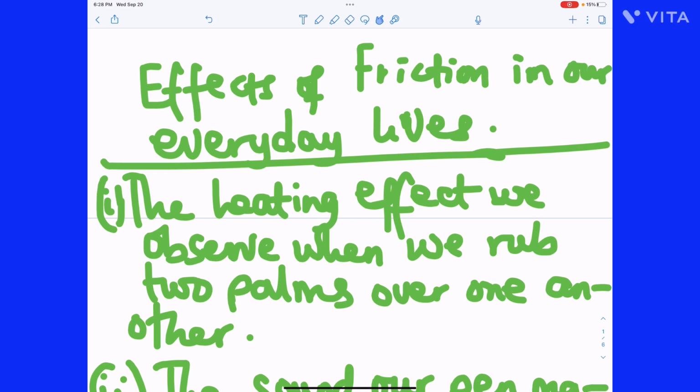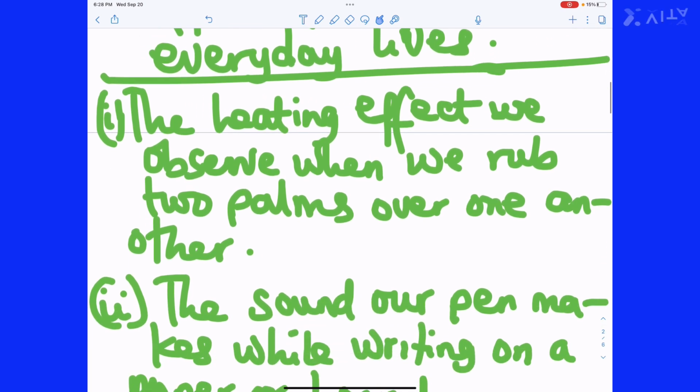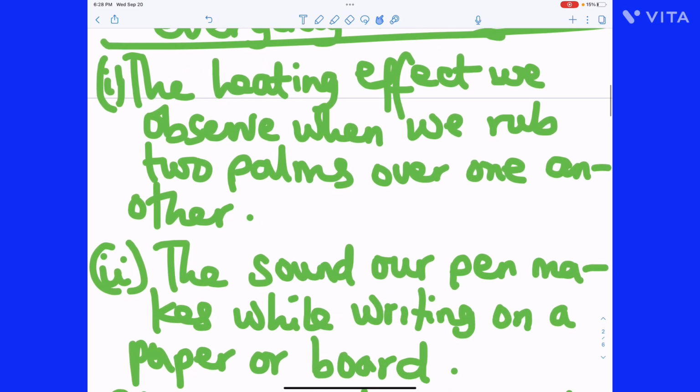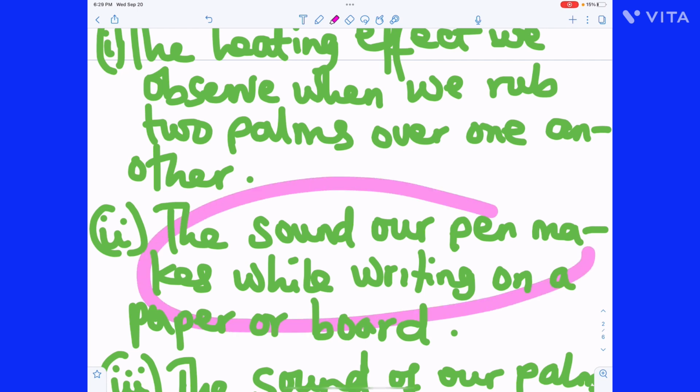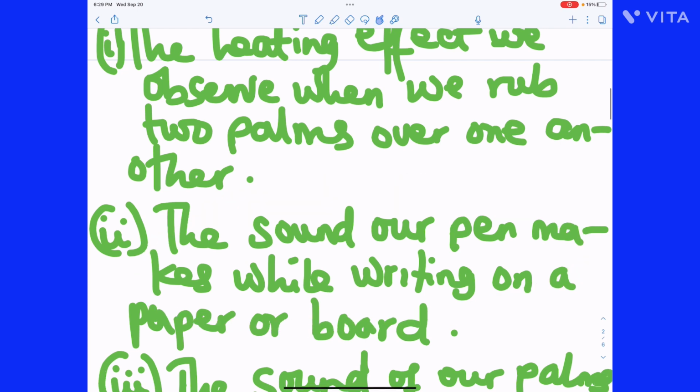Effects of friction in our everyday lives. These are some of the everyday occurrences that remind you of friction. The heating effect we observe when we rub two palms over one another. That's one. Another one is the sound our pen makes while writing on a paper or on the board. That sound is due to friction.